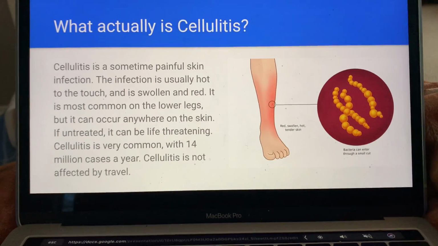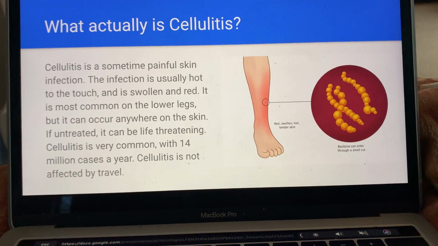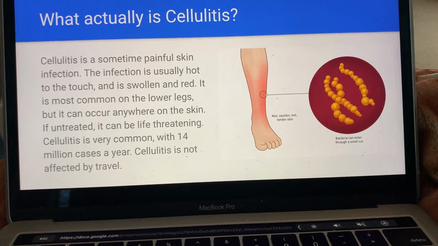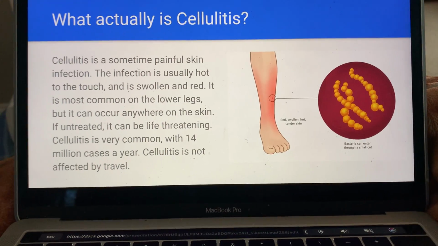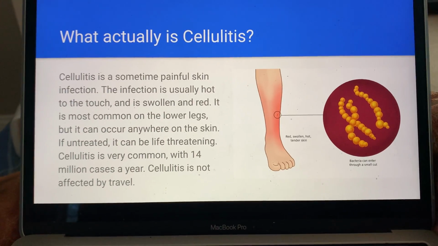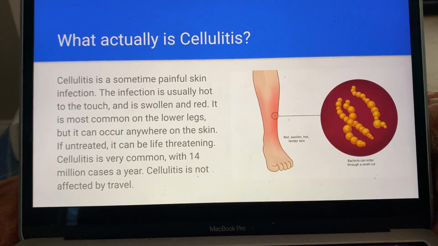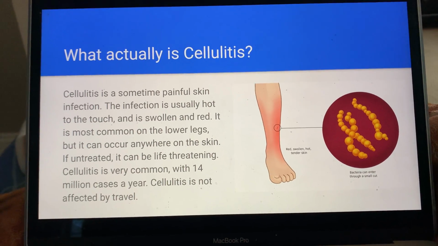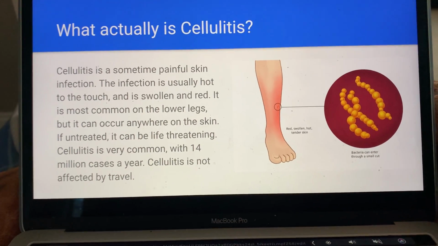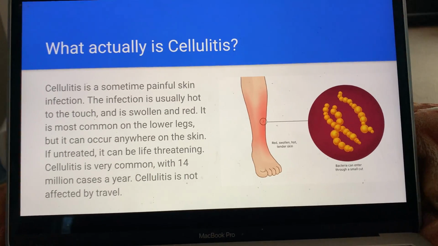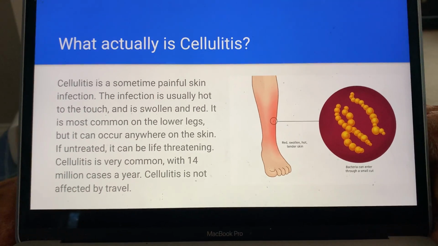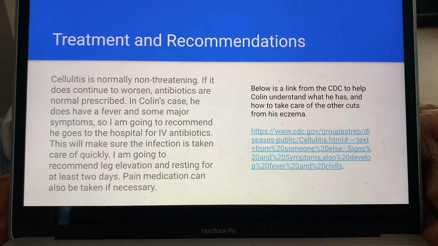If untreated, it can be life-threatening. It can enter the muscles, it can enter the circulatory system. It can be very dangerous, but it is very common, with 14 million cases a year, and not many of them are life-threatening because most people get help very quickly. Cellulitis is not affected by travel, so it doesn't matter where you are, you can get it wherever you are.